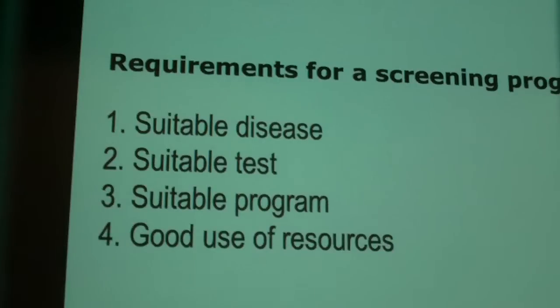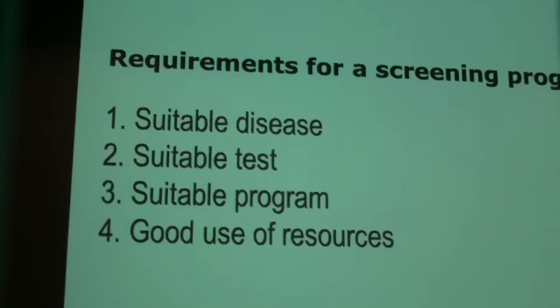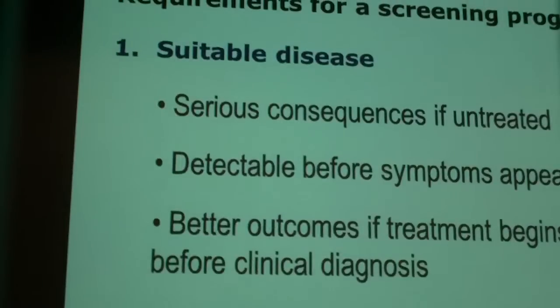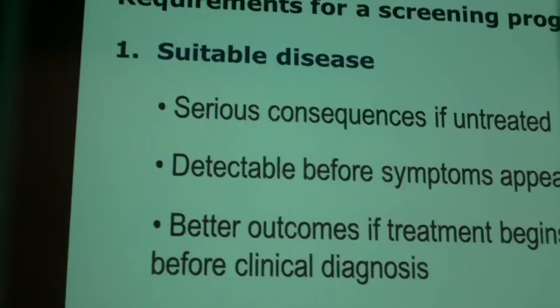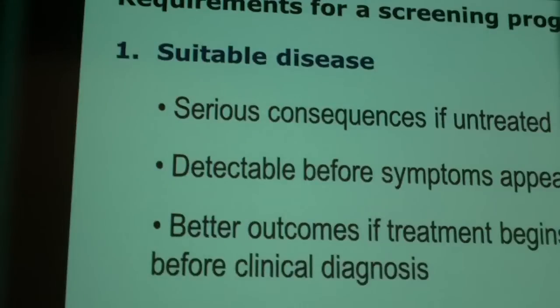So getting back, what are we looking for? We are looking for a suitable disease. Okay, we defined it. It's diabetes and its complications. And I will go on with the other remarks. So what is a suitable disease? It should have serious consequences if untreated. It should be detectable before symptoms appear, and better outcomes if treatment begins before clinical diagnosis.